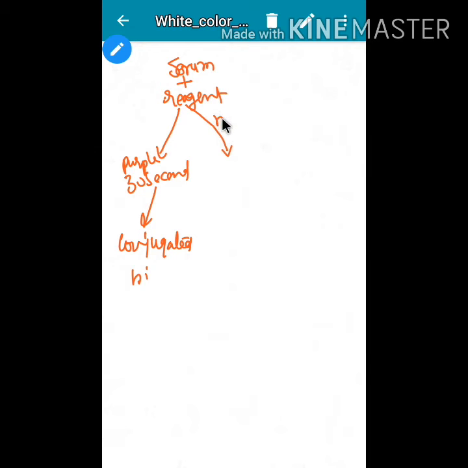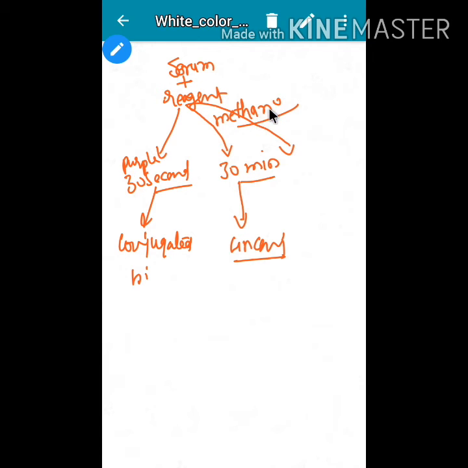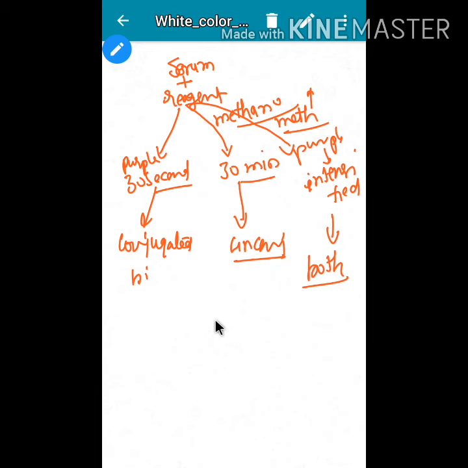In the second case, we didn't get purple color even within 30 seconds. That's why we added methanol. After addition of methanol, we got purple color within 30 minutes. Remember, it is seconds in one case, whereas it is minutes in the other. Then that is due to unconjugated bilirubin. In the third case, we got purple color, but after addition of methanol, the color is intensified. That is due to both conjugated and unconjugated.